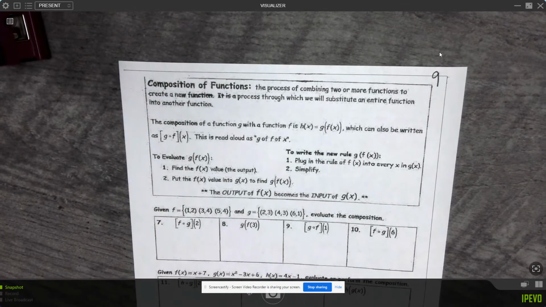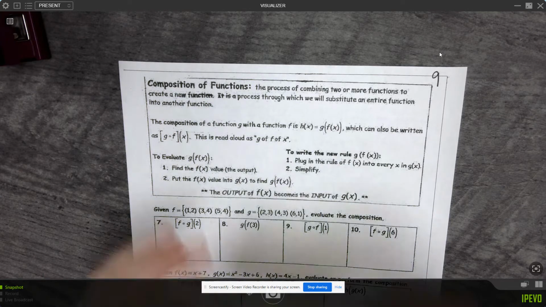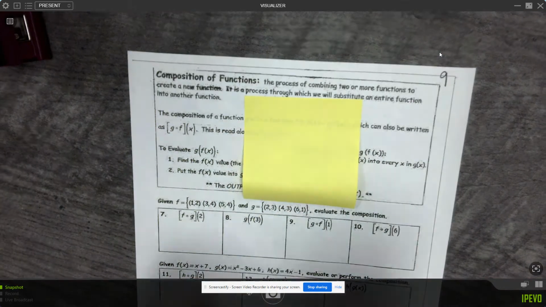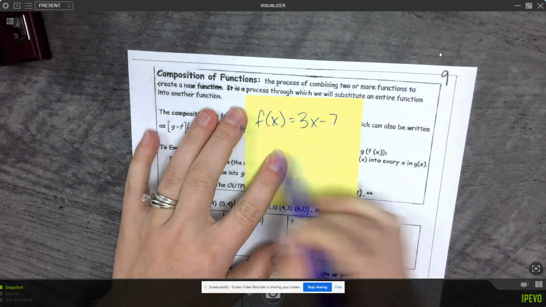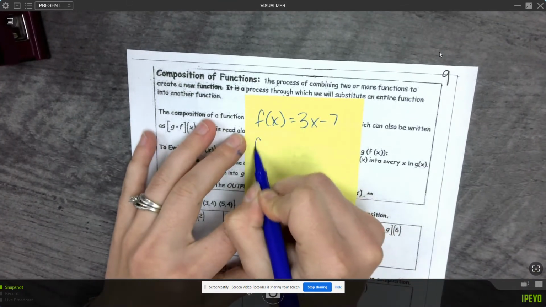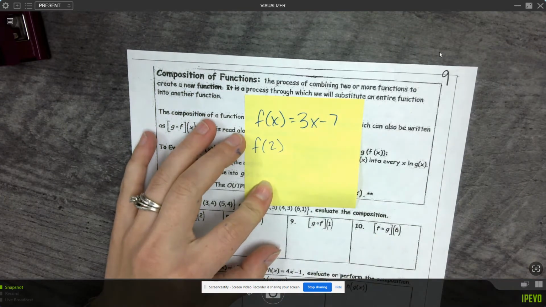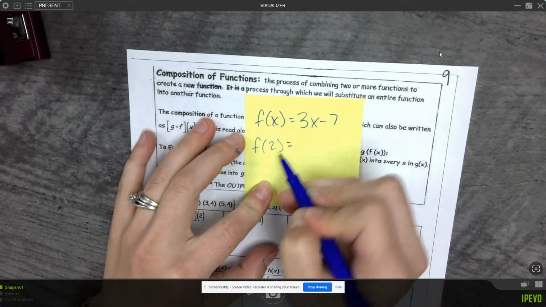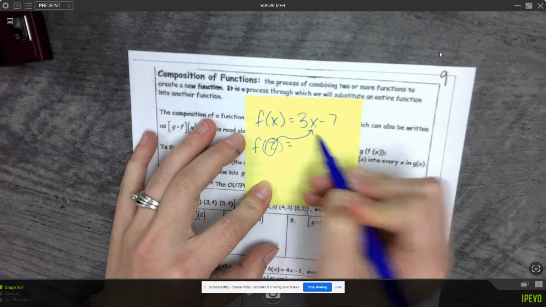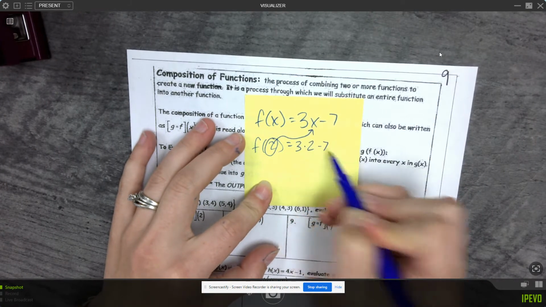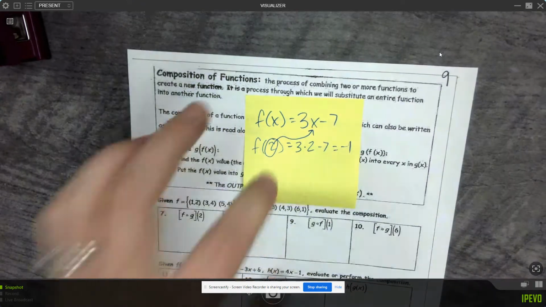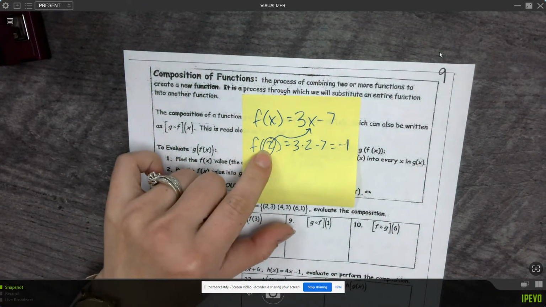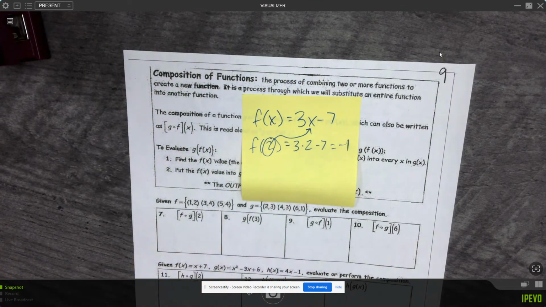function into another function. So first, you don't need to write this down, but just to remind you, if you have a function like f of x equals 3x minus 7, and I want to find f of 2, we talked about this already in this unit, but just to remind you, you take this lovely little 2 and plug it in for x, do 3 times 2 minus 7. 3 times 2 is 6, minus 7 is negative 1. Now, instead of plugging in a number, we're going to plug in another function.